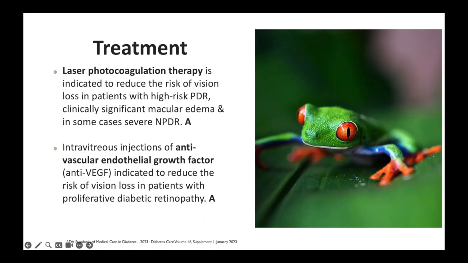Specific treatment includes laser photocoagulation therapy, indicated to reduce the risk of vision loss in patients with high-risk proliferative diabetic retinopathy. When we say proliferative diabetic retinopathy, there is neovascularization over the retina. In clinically significant macular edema, and in some cases of severe non-proliferative diabetic retinopathy, laser photocoagulation therapy is also indicated. Aside from that, we also have intravitreous injections of anti-vascular endothelial growth factor, your anti-VEGF, indicated to reduce the risk of vision loss in patients with proliferative diabetic retinopathy.